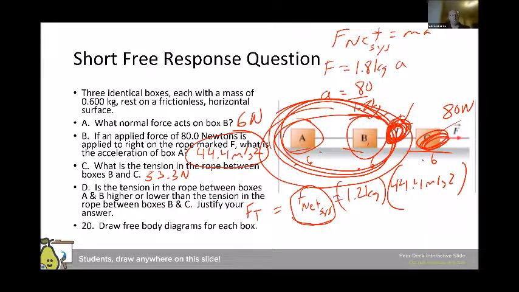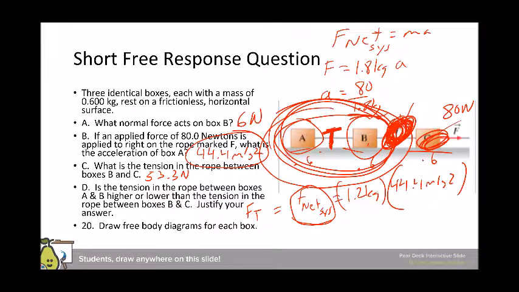All right, D. Is the tension in the rope between boxes A and B higher or lower than the tension in the rope between boxes B and C? And justify your answer. Well, you could calculate it out, but that's not what they're asking you to do here. And this should be pretty straightforward, I hope. Somebody tell me their answer on D. Unmute and tell me what you think on D. Is the tension here greater than or less than the tension here?